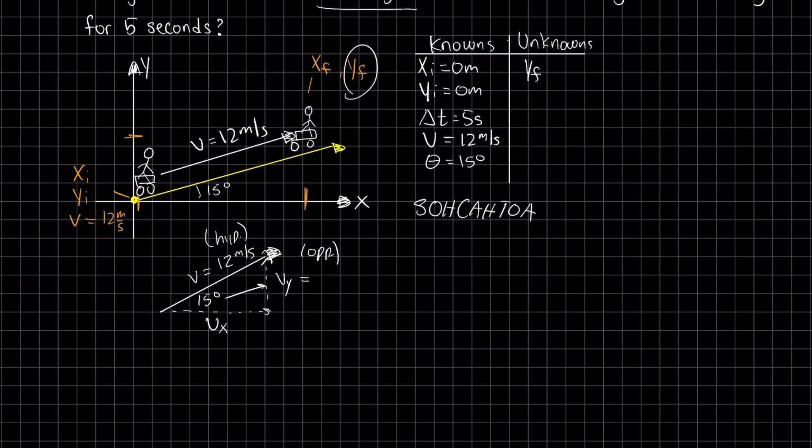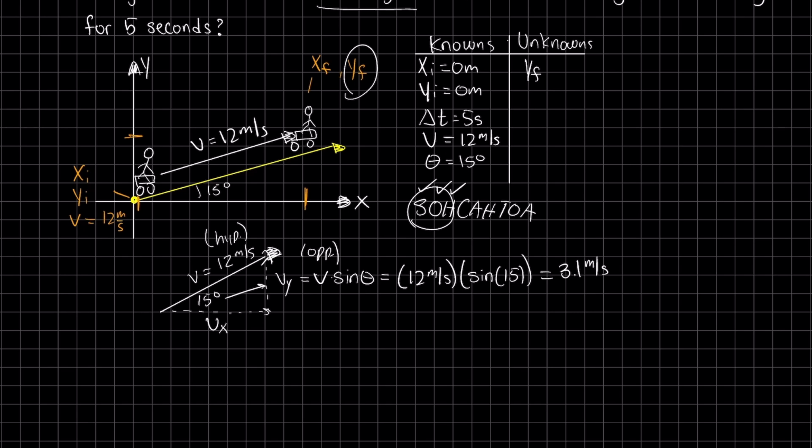Using SOHCAHTOA, given my opposite and hypotenuse, as well as my angle measure, I'm going to be using the sine. Or you can remember the shortcut that we talked about in the previous video. It's just going to be V sine theta. The magnitude of the velocity is 12 meters per second. And the angle is 15 degrees. Therefore, my vertical component of the velocity is going to be 3.1 meters per second.